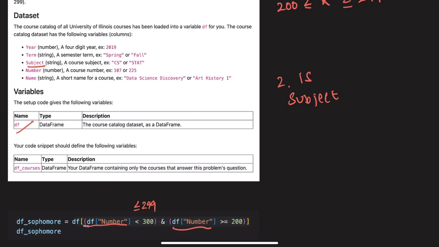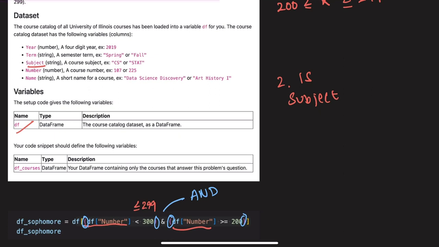And always remember, syntax-wise, that when doing complex conditionals, you want to have parentheses around each one. And in this case, we're using an AND symbol. When you use an AND symbol, we only want to filter out the rows where both these conditionals are true. So we want it to be less than 300 and we want it to be greater than or equal to 200.